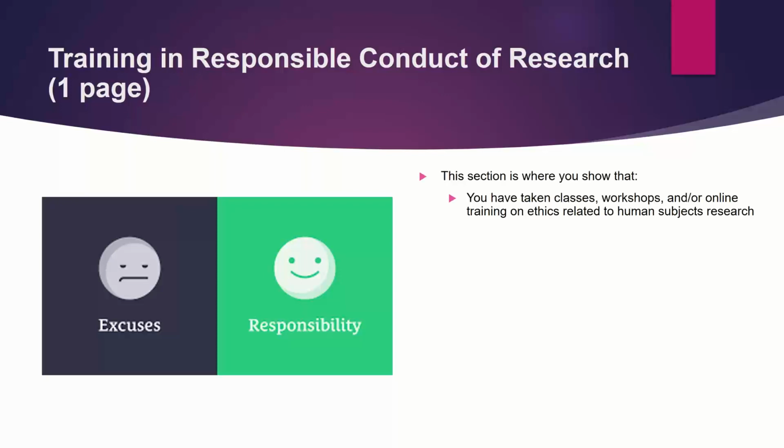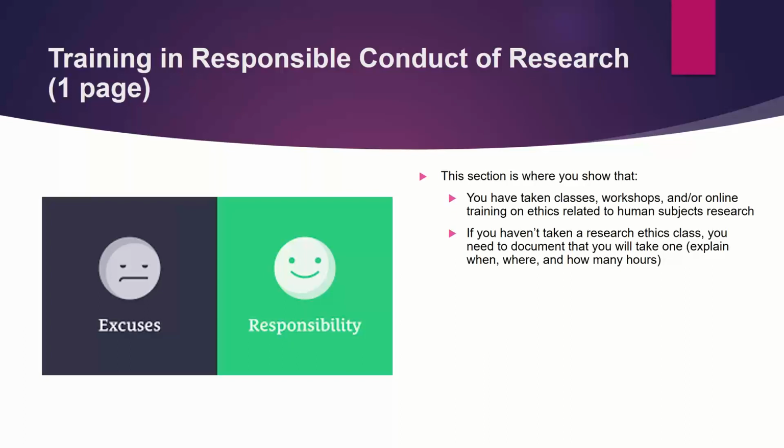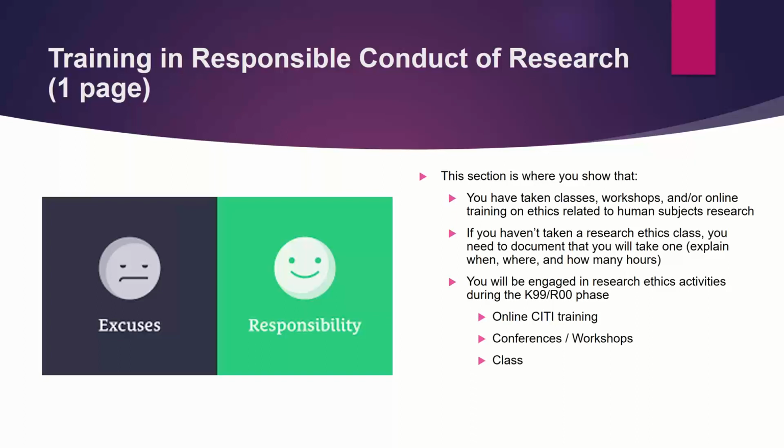This is the section where you show that you have taken classes, workshops, and/or online training on ethics related to human subjects research. If you haven't taken a research ethics class, you need to document that you will take one in your training plan. Explain when, where, and how many hours. You will be engaged in research ethics activities during the K99 phase, and you can be engaged in these activities with online CITI training, conferences and workshops, and/or a class. Why not all three? If you haven't taken an ethics class, you definitely have to during your K.